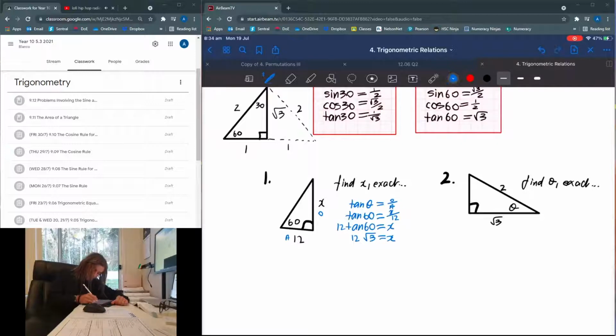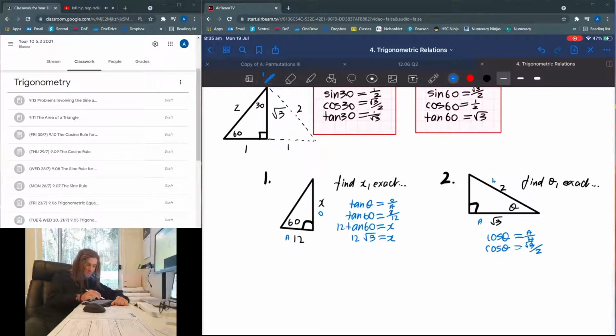So label it. This is adjacent, that's hypotenuse, so I'm using cos. I always just fill it in first. Adjacent over hypotenuse. Okay, now I fill everything in. Cos theta is root 3 on 2.